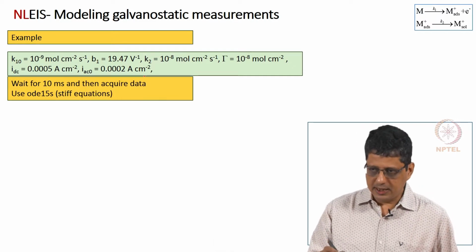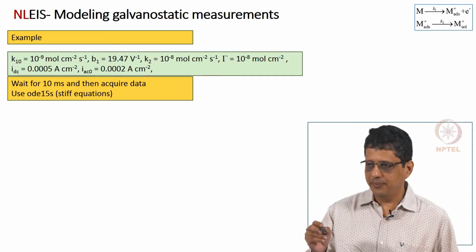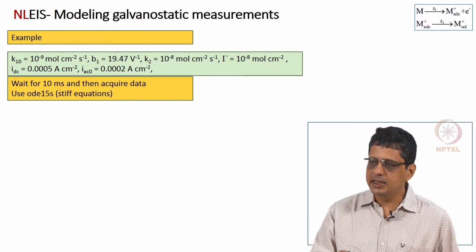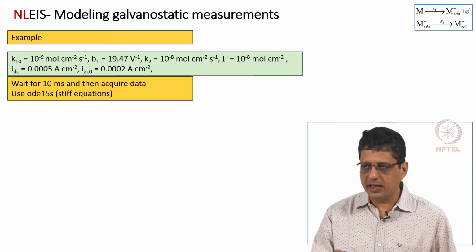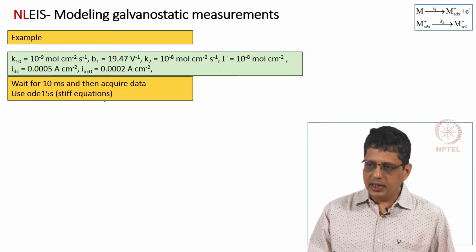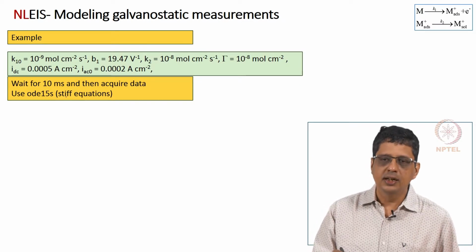Now, when we apply this DC current plus AC current, the potential will oscillate, the baseline will change, and after some time it will settle. In this case, it settles after 10 milliseconds for this set of kinetic parameters and this mechanism. And to integrate these equations, we need to use ODE15S. Basically, these equations are stiff equations.